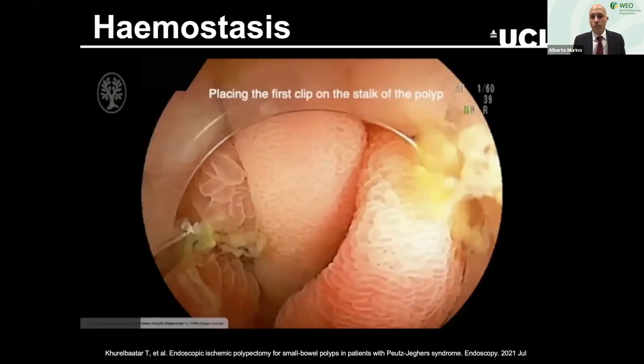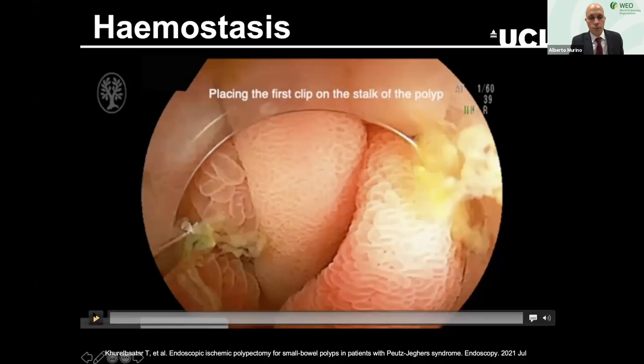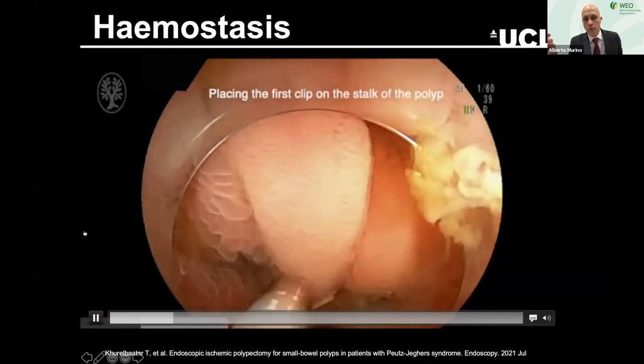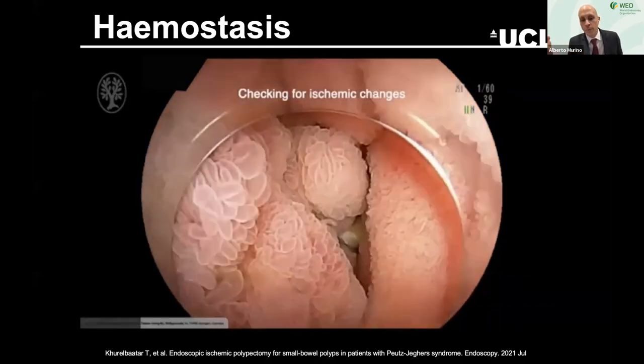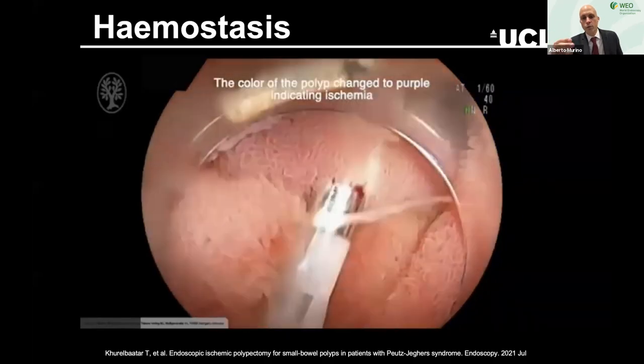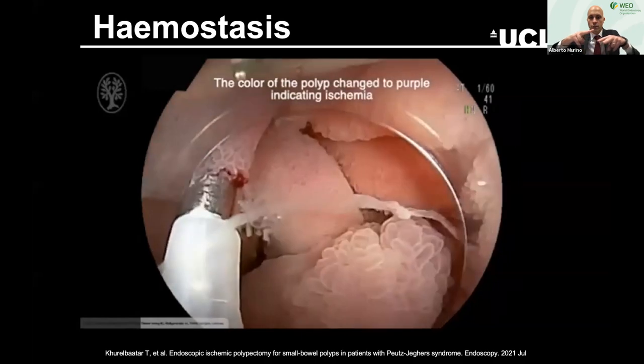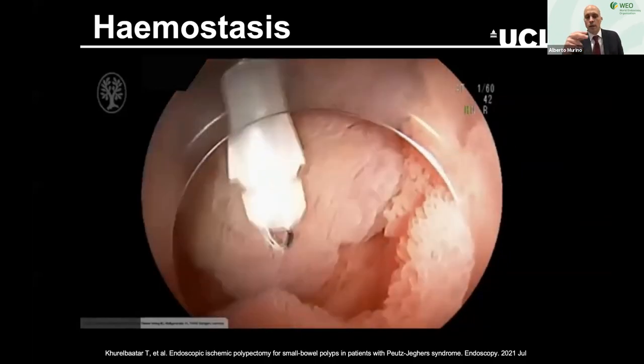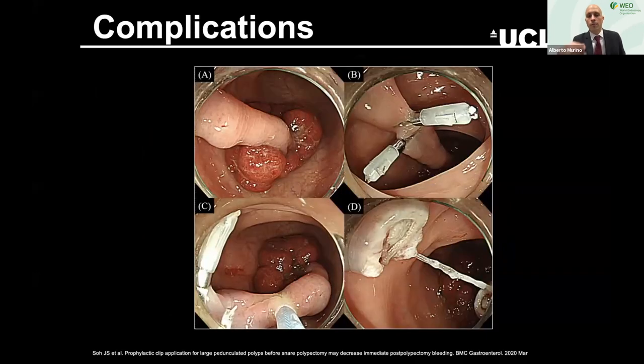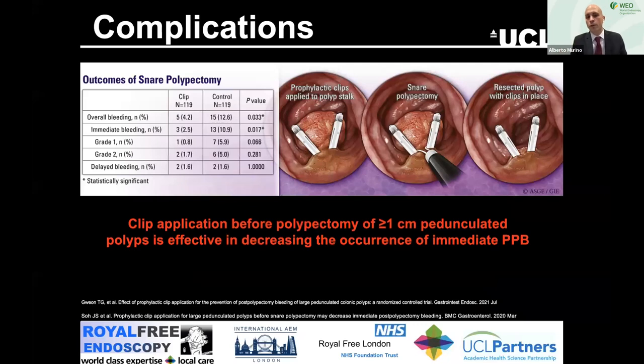Another method is the clipping method. This is from Jichi Medical University, from Professor Yamamoto's group. And it's a PJS polyp in the small bowel, but it's okay. It also works, and you can do this in every polyp. And then the important thing, you put two clips, and the two clips need to intersect each other. So this stops the blood supply of the stalk. And there have been a lot of publications over the years, and even recently, about the usefulness of the clipping method.